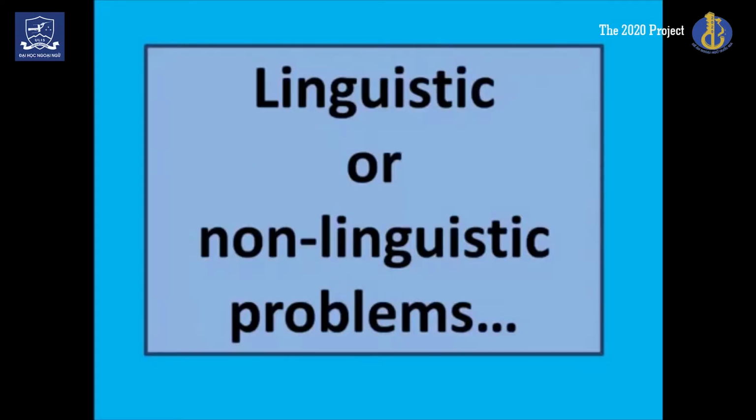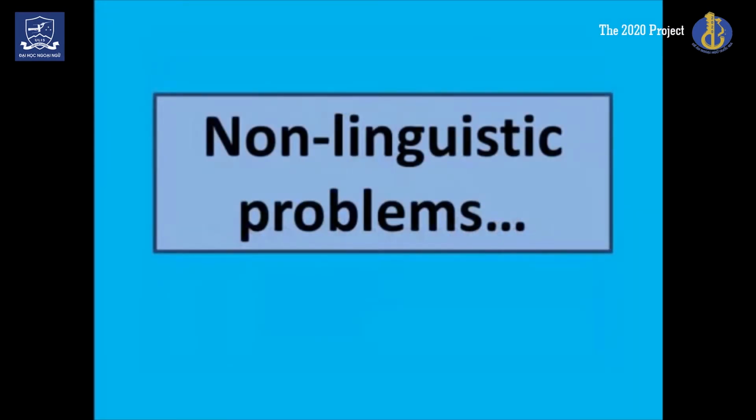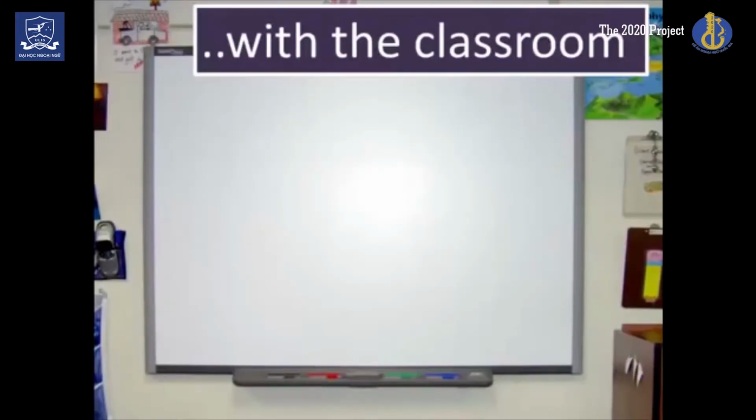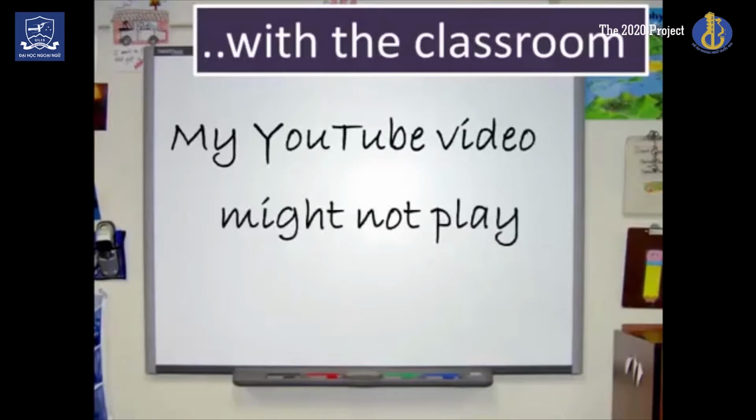The sort of things that you need to look at are either linguistic or non-linguistic problems. Let's have a look at the non-linguistic problems first. So, for example, there might be things to do with the classroom that are beyond your control. Technology is a good example here. My YouTube video might not play. Now, hopefully you'll have tested out the equipment beforehand, but with the best will in the world, sometimes it doesn't always work. So you need to have a backup plan.